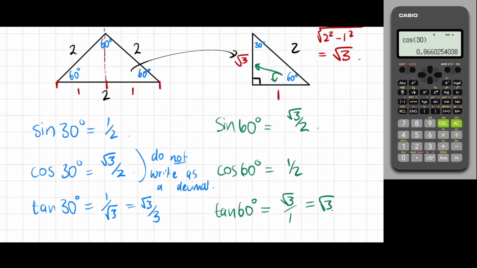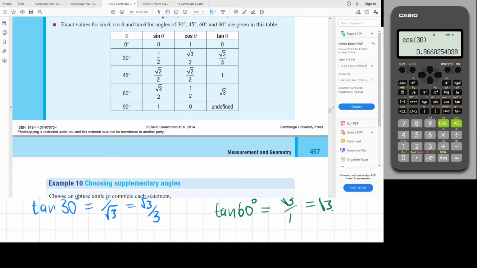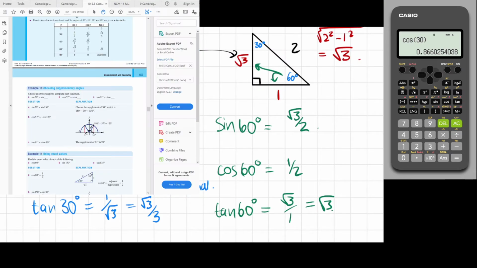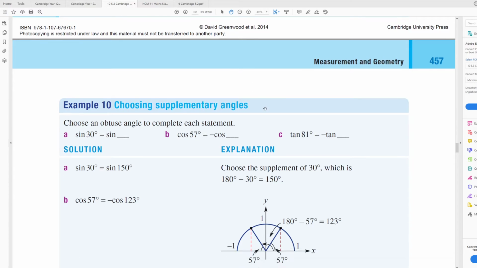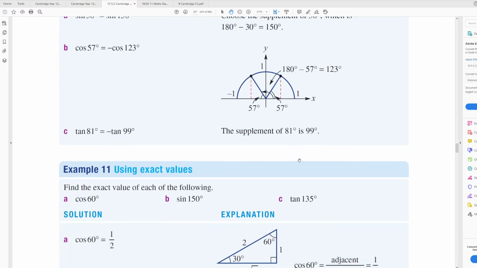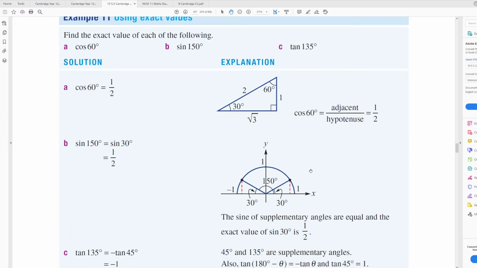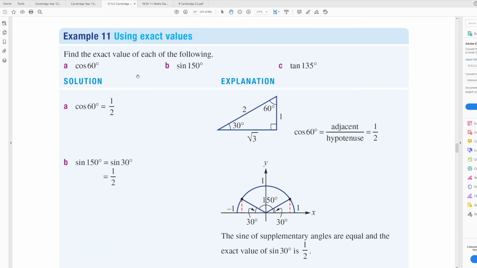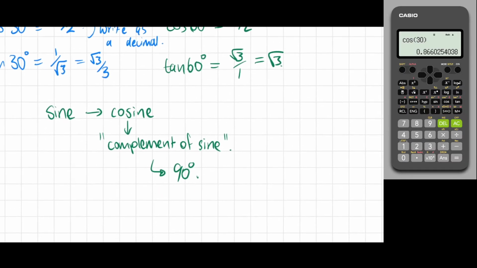So what I'm going to quickly do is show you this thing that I've got here. I'm going to make it bigger for you guys to actually see. The thing I want to say is that what you're going to be answering in this lesson is essentially questions like this. Find the exact value of the following: cos of 60 degrees, sine of 150 degrees, and tan of 135 degrees. In fact, let's actually work out what those are.